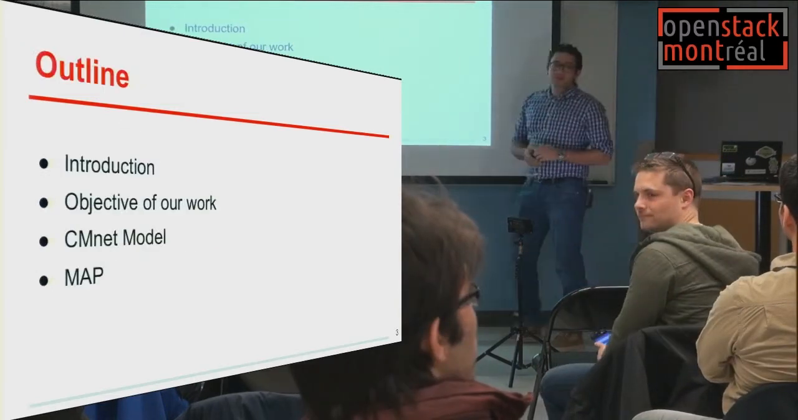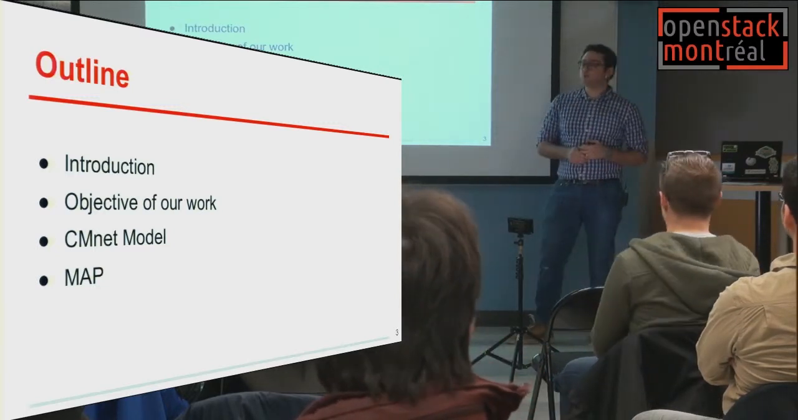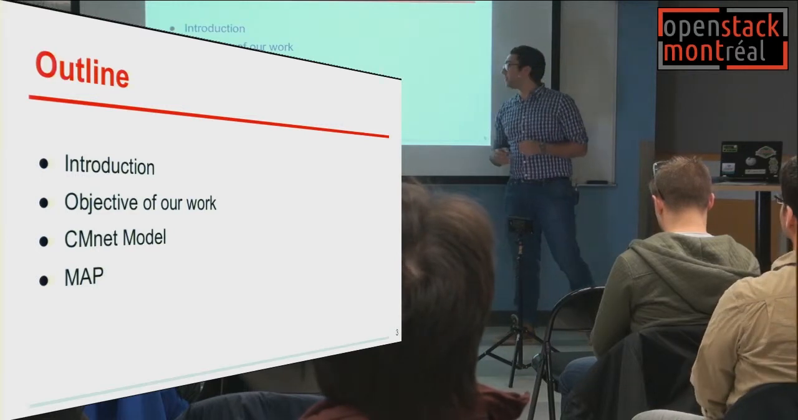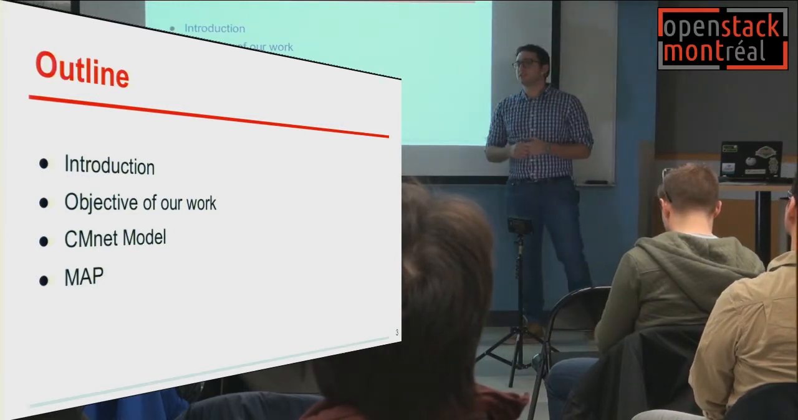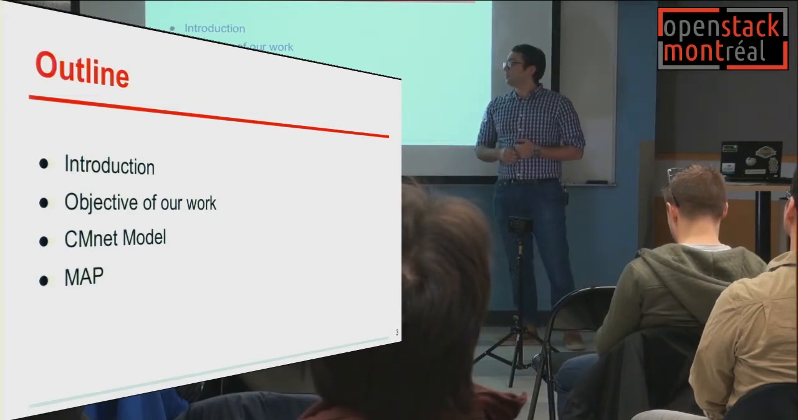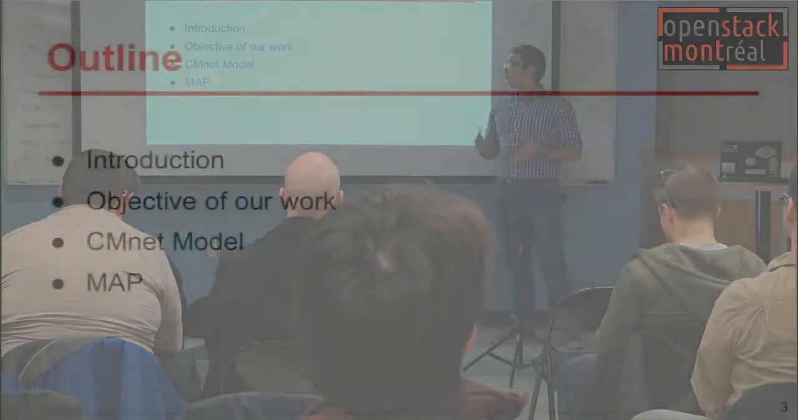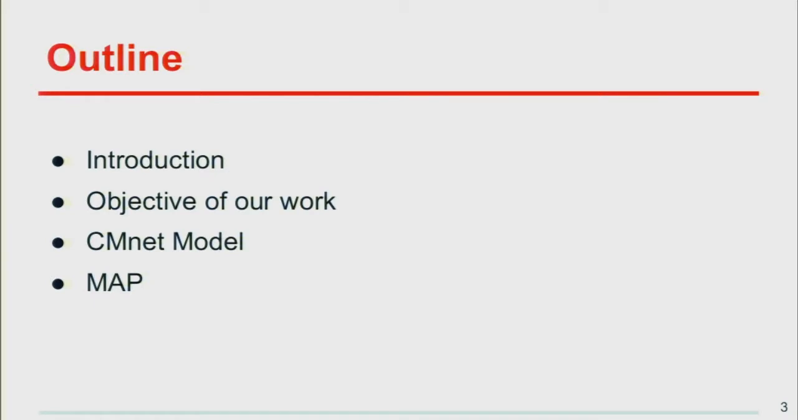So my presentation will be like this. In the beginning, I will introduce some Neutron plugins, their limitations, and also some problems in current networks in data centers. After that, I will present my objective, and after that, the model that we developed, the CMNet model, Cloud Management Network. And finally, I will present the proof of concept of the plugin that we developed for this project.